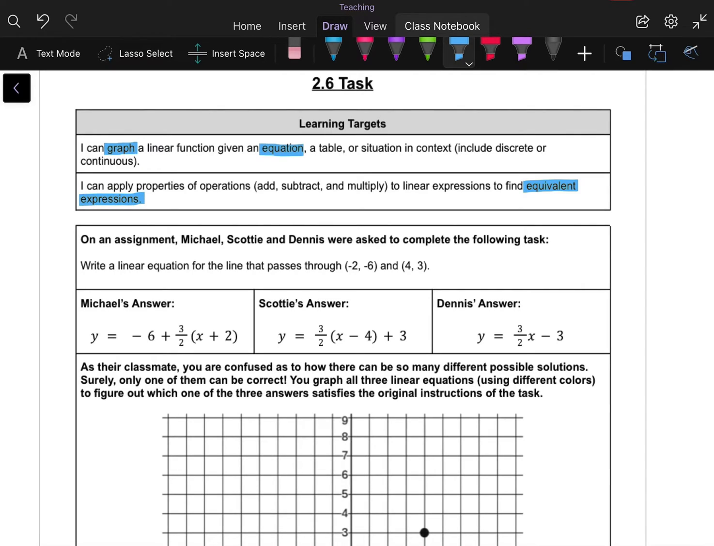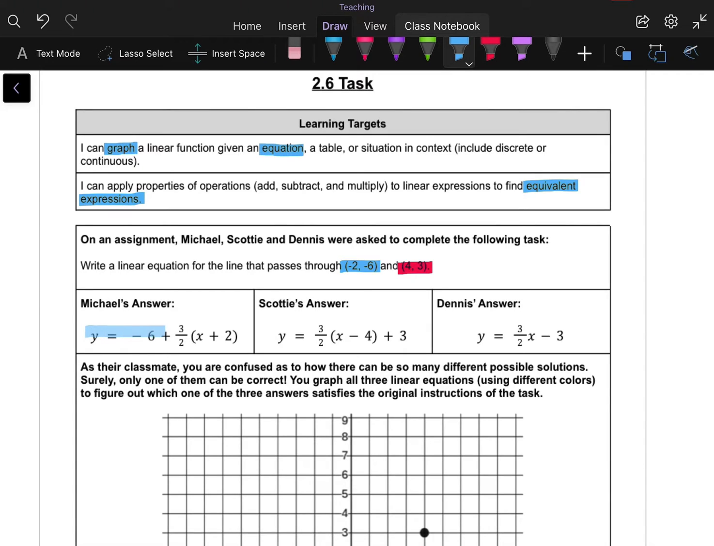Alright, so the first thing that we're going to look at is three different students' work and compare them to each other and see what we notice. On an assignment, Michael, Scotty, and Dennis are asked to complete the following task: to write a linear equation for a line that passes through the points (-2, -6) and (4, 3). So they each created an equation for that line, and they all got different answers.